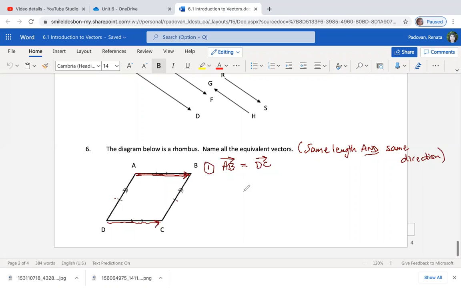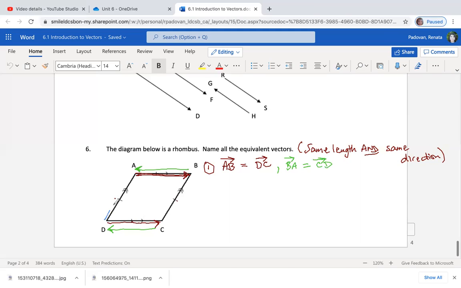That's one set. But also here I have to say, well, what if I drew my vectors in the different direction? Same thing, but different direction. What if I drew it this way? B to A, tail to head, and C to D, tail to head. Those vectors are going in the same direction and they're the same length. So also here we have vector B to A, because that is a different vector, is also equivalent to vector C to D.